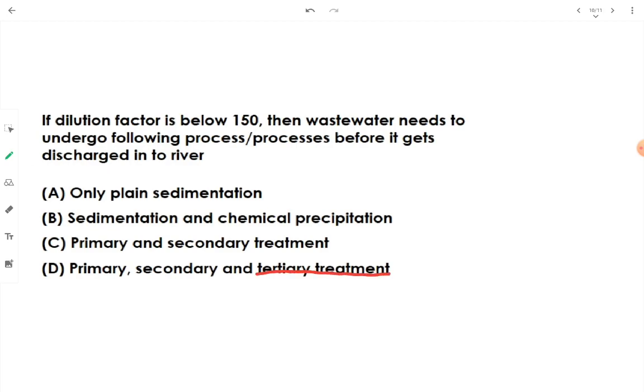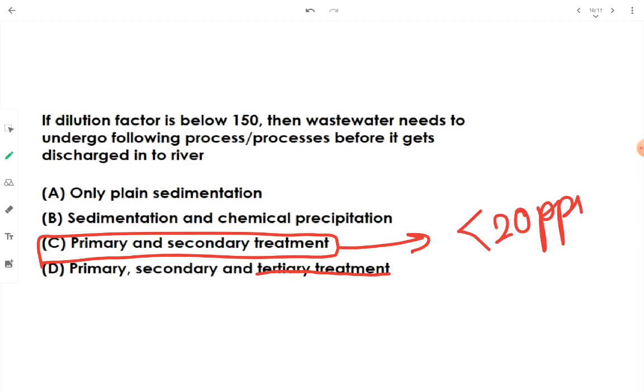Tertiary treatment is a higher treatment, so the normal treatment at a sewage treatment plant is preliminary, primary and secondary. Preliminary will be there, then physical units will be involved, and then secondary treatment, that is biological treatment, so that we have a BOD value less than 20 ppm before discharging the wastewater to meet the river stream. Therefore the answer is primary and secondary treatment. Option C is the one. The target of this treatment is to keep the BOD value less than 20 ppm, then we are good to go.